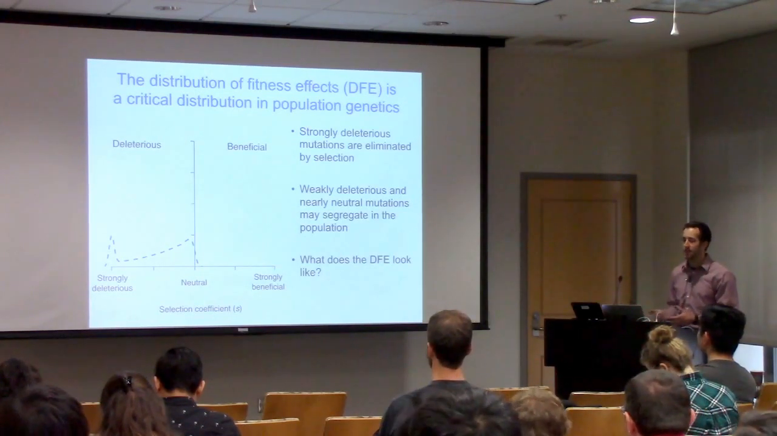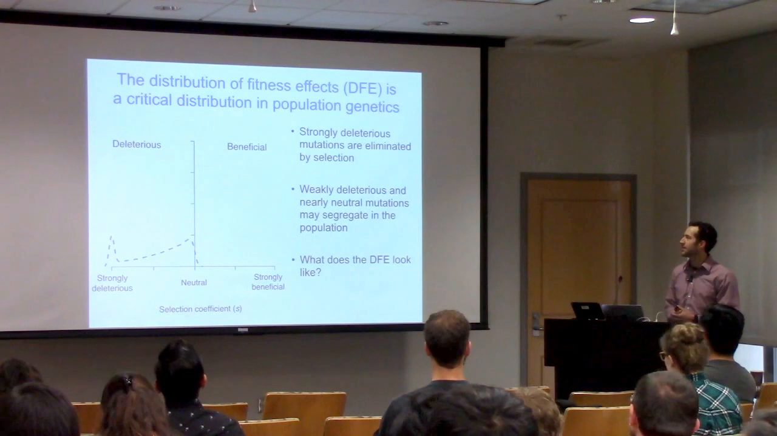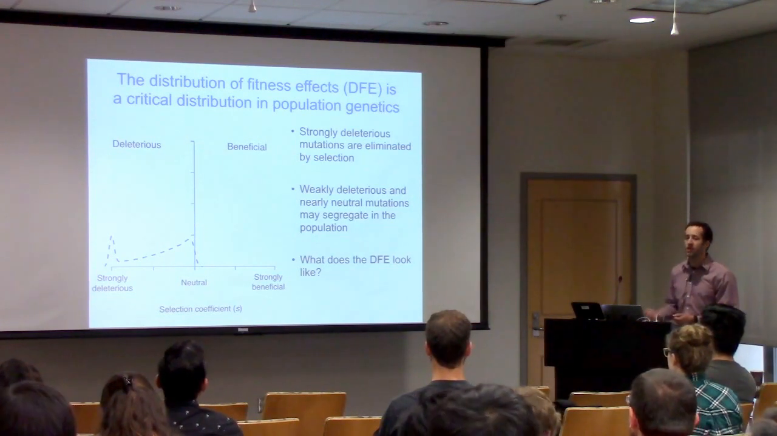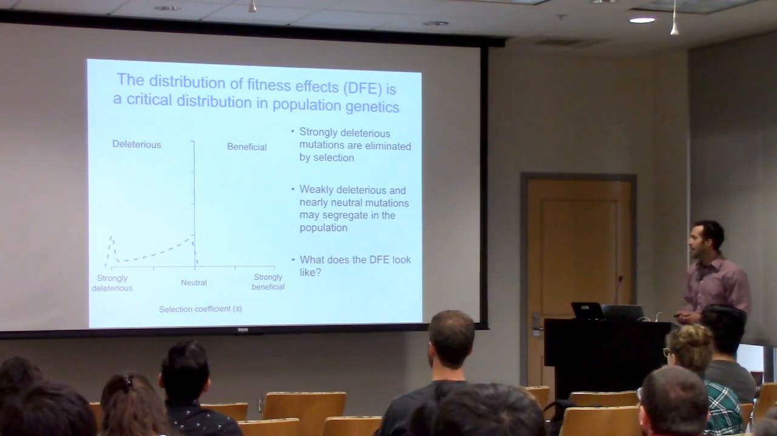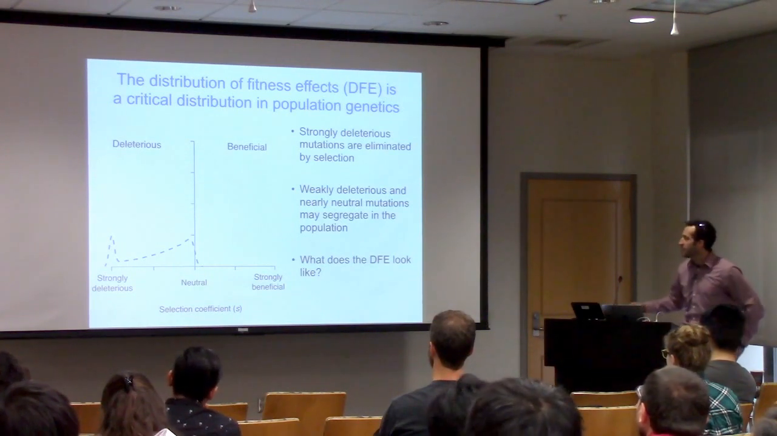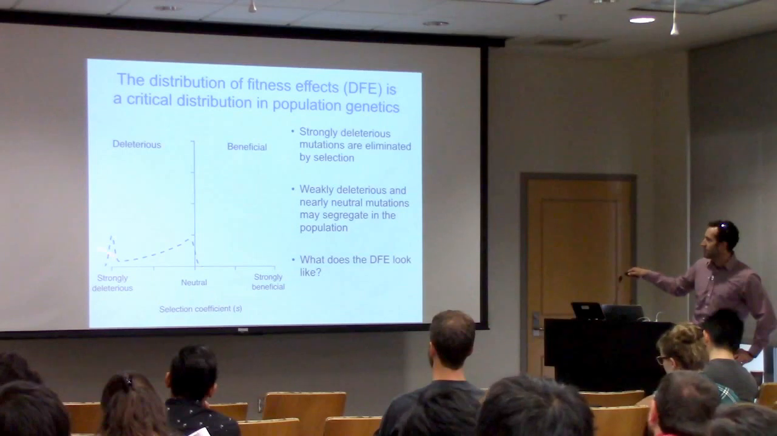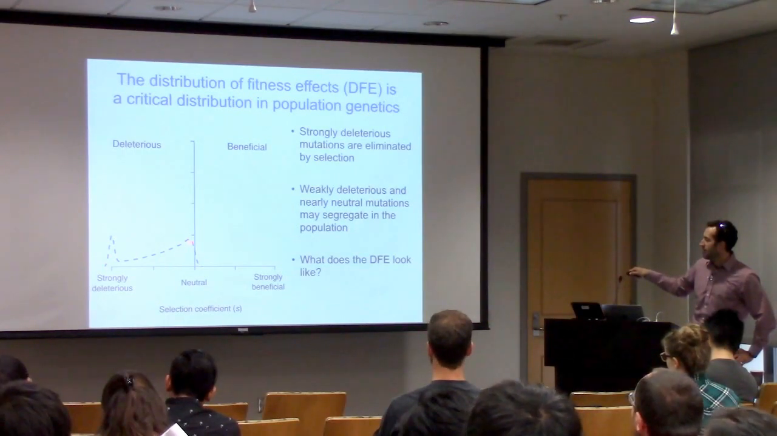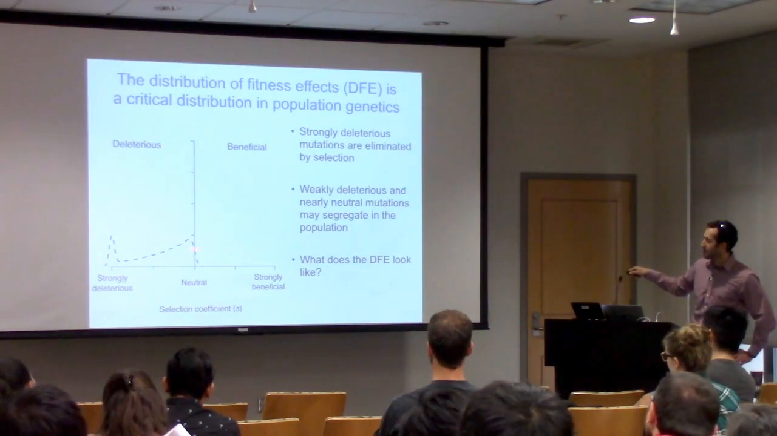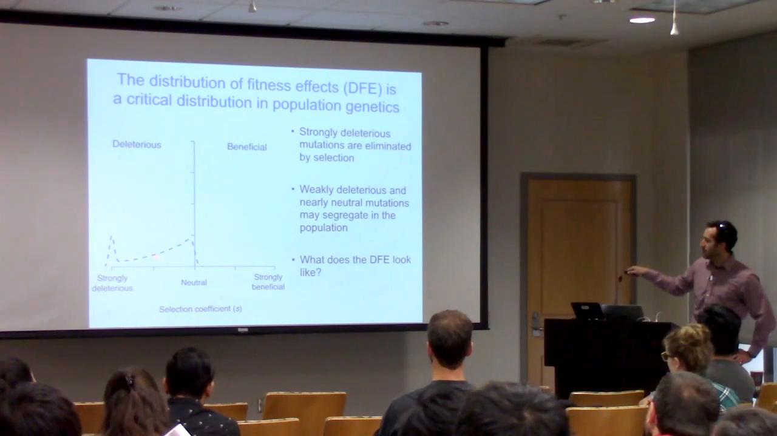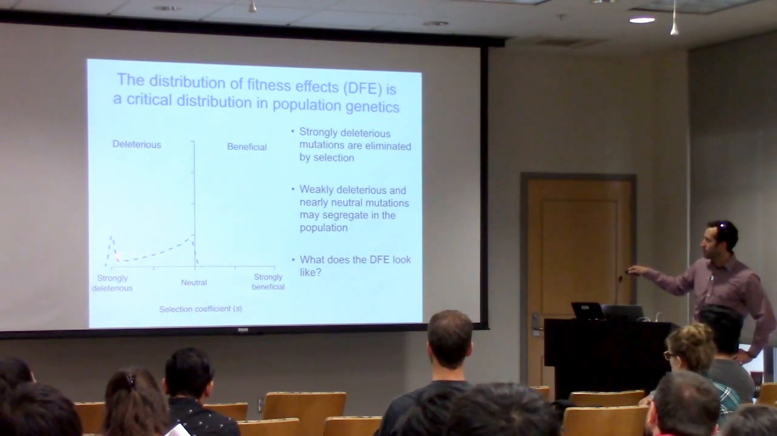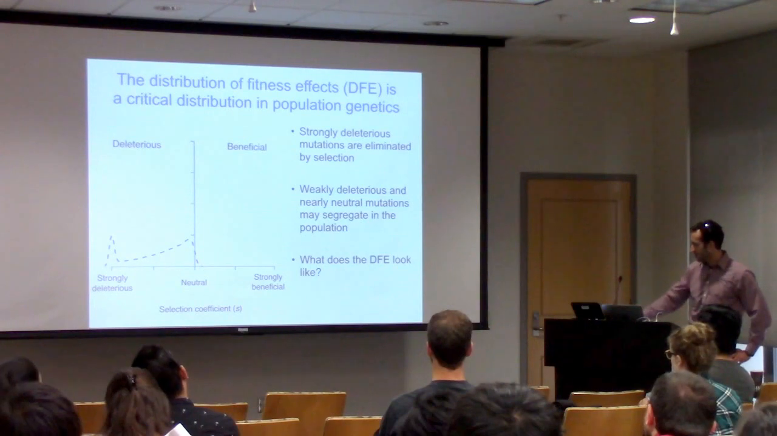For my talk today, I'll be mostly talking about, or probably exclusively talking about, amino acid changing mutations that occur at different sites. Here's one hypothetical distribution of fitness effects, where you've got many mutations that are strongly deleterious, many that are essentially neutral or have no effect on fitness, and then some in the middle, but not too many that are weakly or moderately deleterious, and very few beneficial mutations.